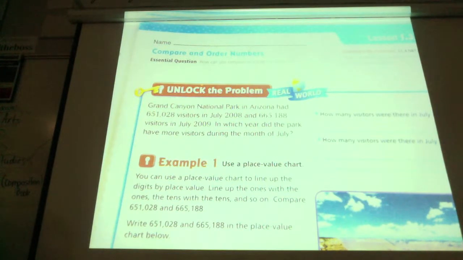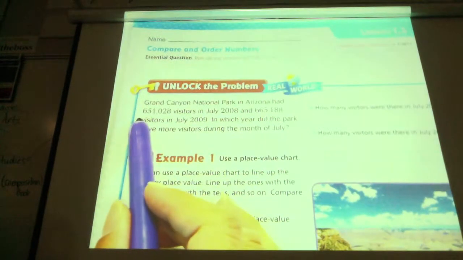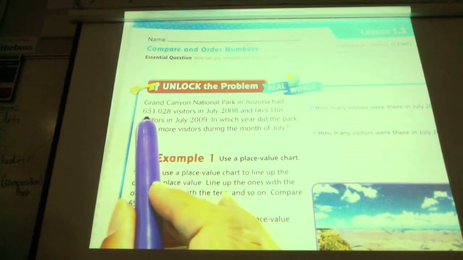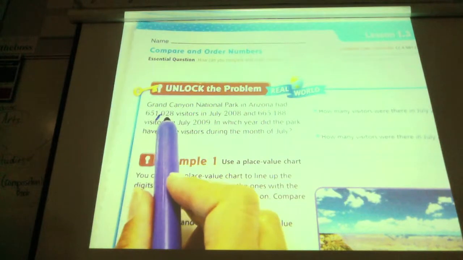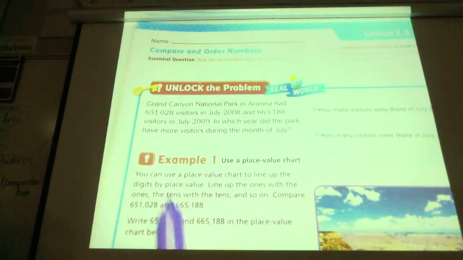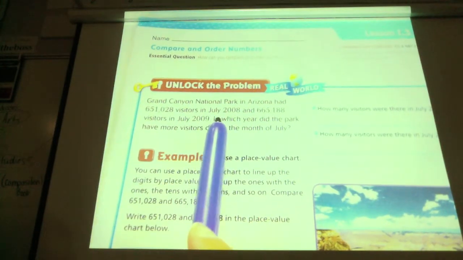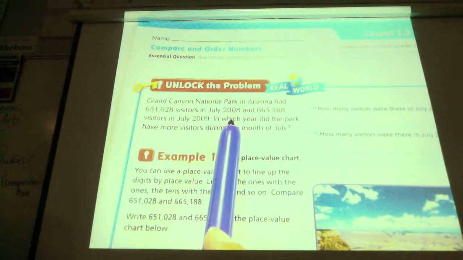Okay, and when they're larger, multiple digit numbers, sometimes they can get confusing. So let's look as an example at Unlock the Problem here. It says the Grand Canyon National Park in Arizona had, will you guys read this number with me? 651,028. So they had that many visitors in July in 2008.